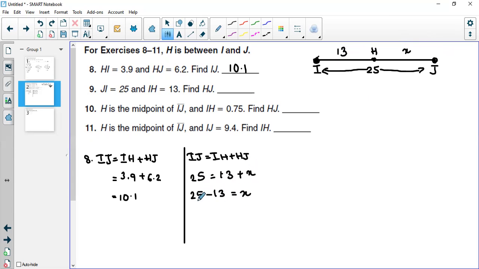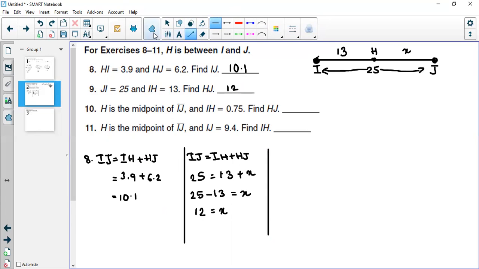So basically, we are doing the same thing here, nothing different. So 25 minus 13 will give me 12. So X is equal to 12. So the distance between H and J is 12. 25 minus 13, it's the same. Okay, moving to question number 10.